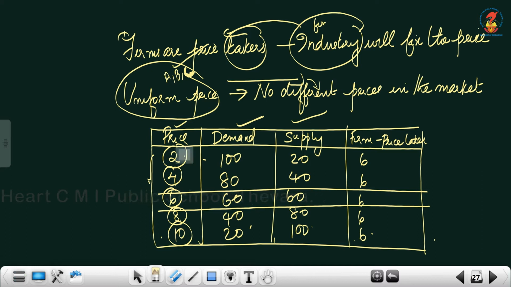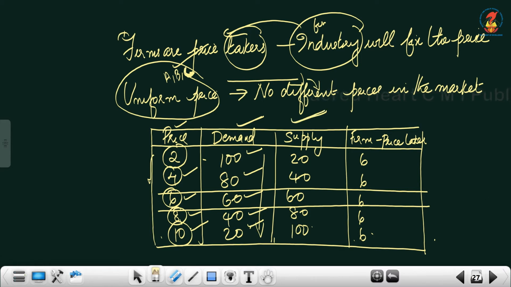See, at a price of rupees 2, 100 is demanded. When price increases to 4, only 80 is demanded. When price increases to 6, only 60 is demanded. When price increases to 8, only 40 is demanded. When price increases to 10, only 20 is demanded. So when the price increases, quantity demanded decreases.